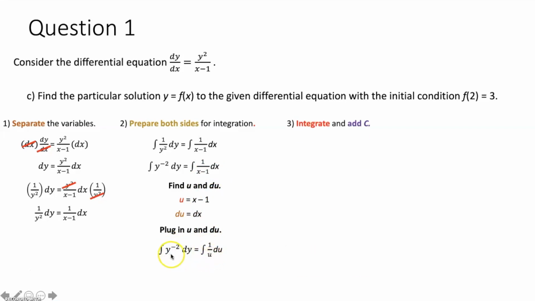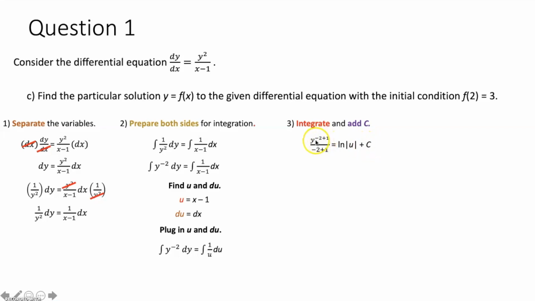So on this side, we use the general power rule. We get y to the negative 2 plus 1 over negative 2 plus 1 plus c. On this side, the integral of 1 over u du is going to be ln of the absolute value of u plus c. Now please remember that we only put the c, the constant of integration, on the side of our independent variable. I know that both sides technically have a c, but if you subtract that c to the other side, a constant minus a constant is still just a constant. So we just leave this one constant over here.